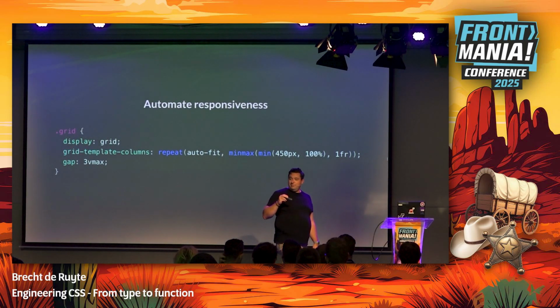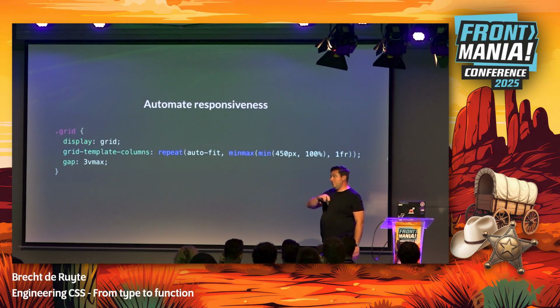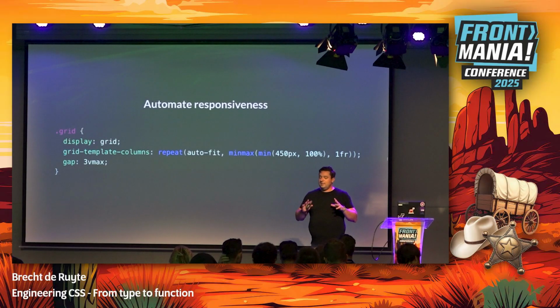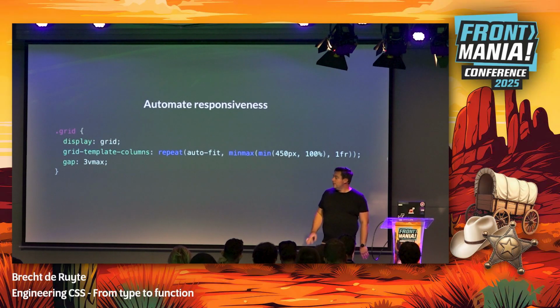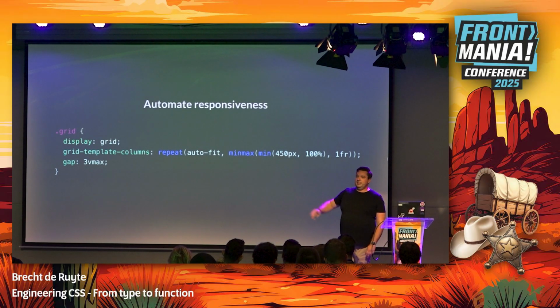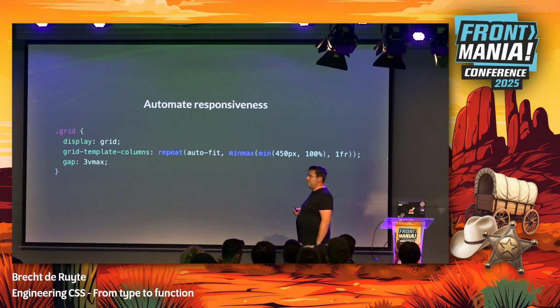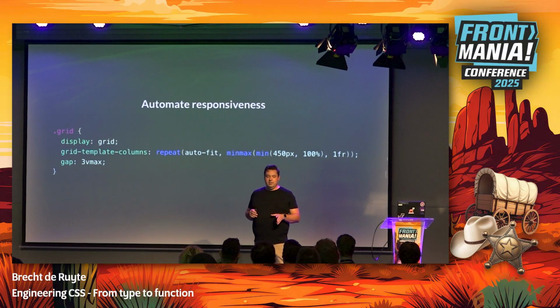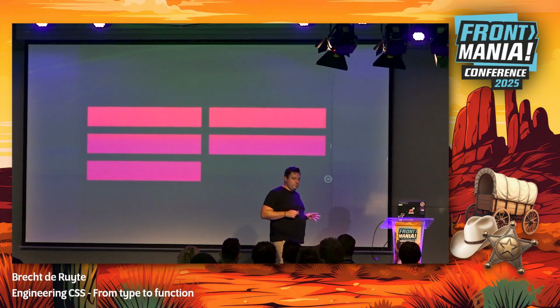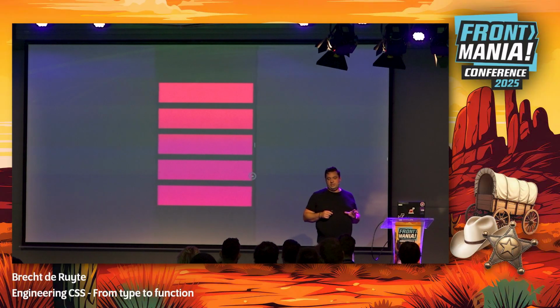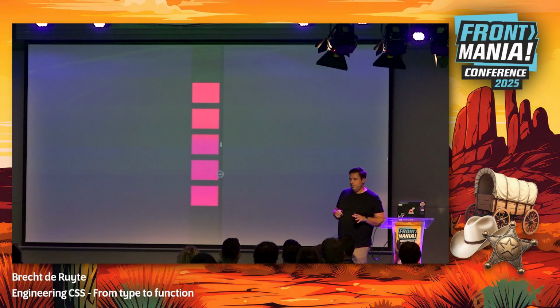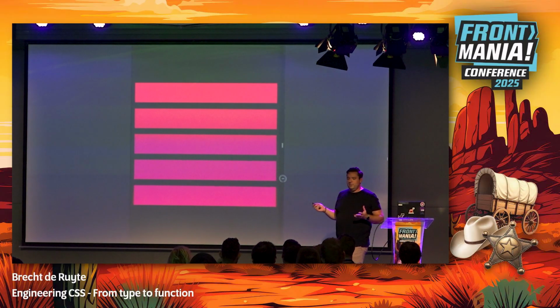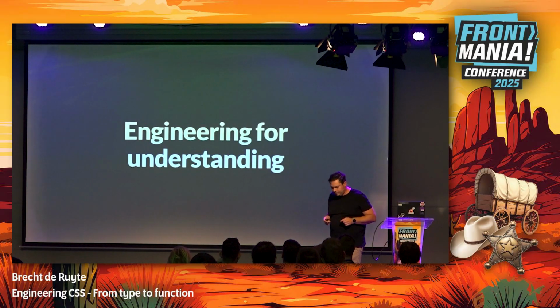By adding a min function inside of our min value of minmax, we can say, hey, we want the minimum to be 450, and if that doesn't fit, it can be 100%. This one-liner of CSS is actually the only thing you need to create your completely responsive grid without having to write 1 breakpoint. I think that's brilliant, but there's more.